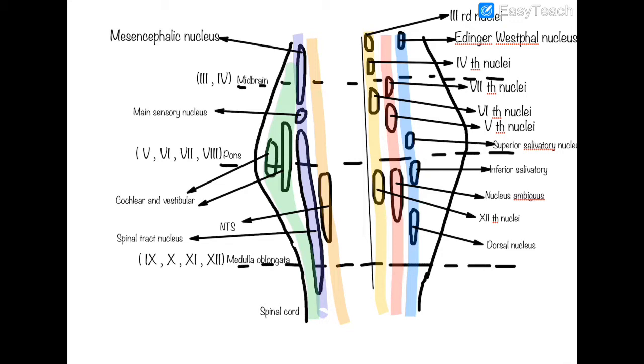This is a schematic diagram showing the brainstem with its different parts, the midbrain, the pons and the medulla oblongata. These are the illustration of some of the nuclei present in the brainstem. An easy way to remember them is that the midbrain consists of mainly the nuclei of 3rd and 4th nerve, the pons of 5th, 6th, 7th and 8th nerve, and the medulla oblongata of 9th, 10th, 11th and the 12th nerve.